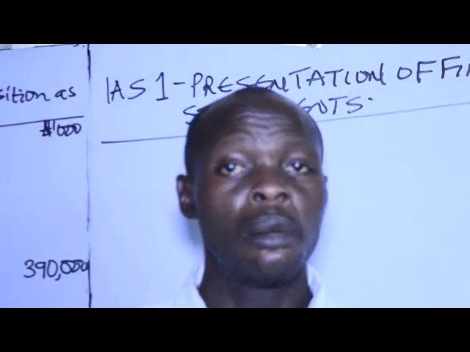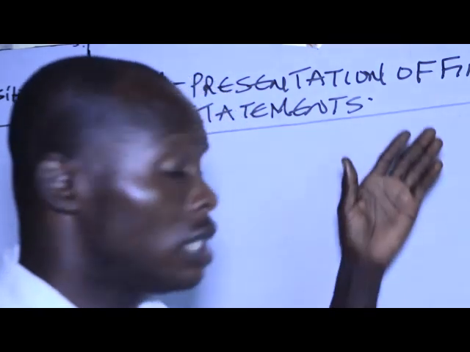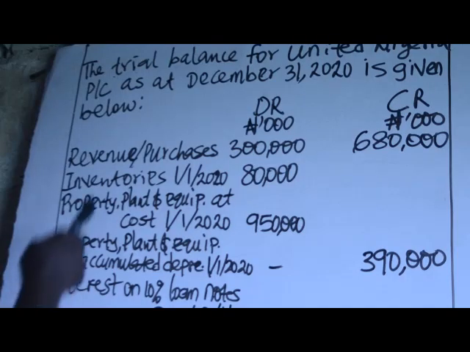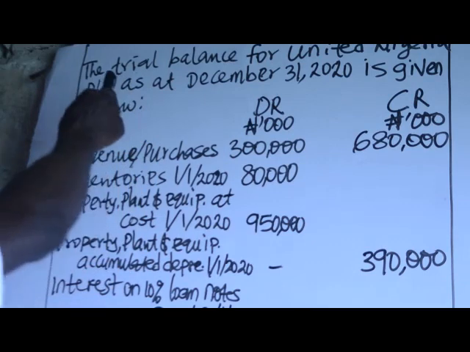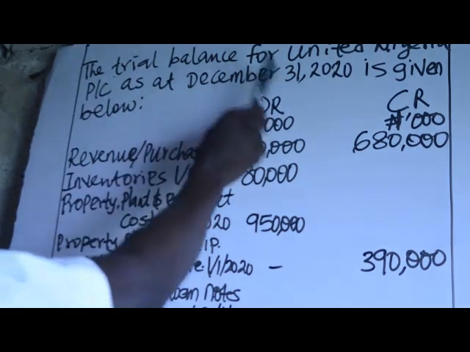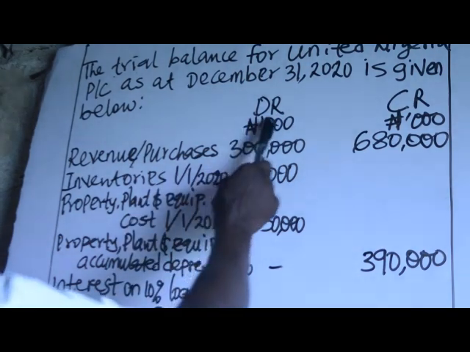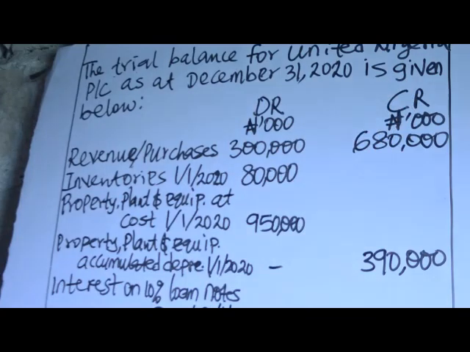IAS 1, presentation of financial statements. Now the question. The trial balance for United Nigeria PLC as at December 31st, 2020 is given below. We have the debit side and the credit side.